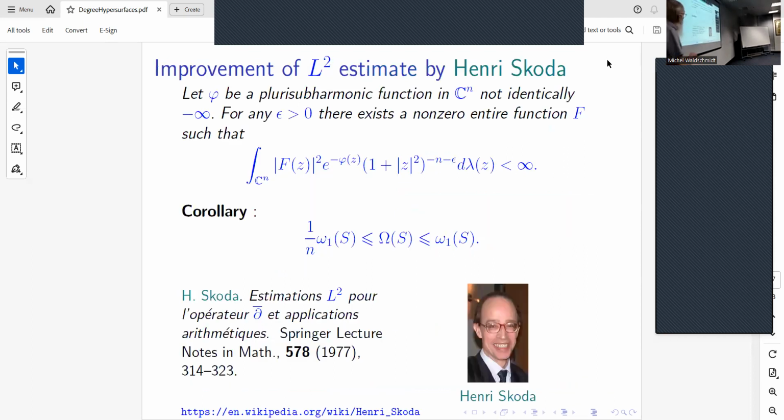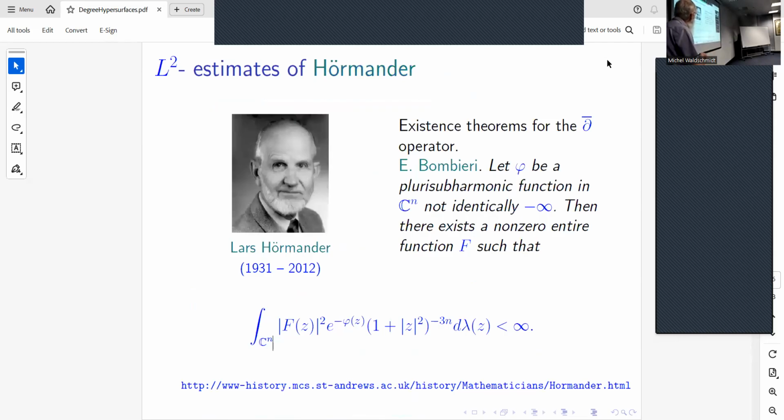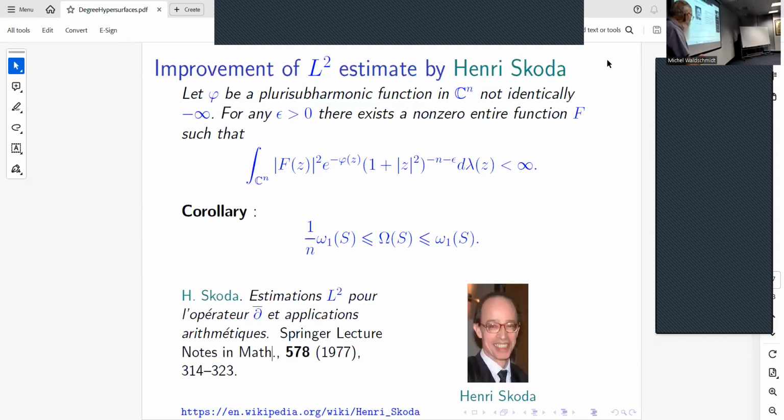The next estimate was improved a little bit by Skoda, and thanks to that, Skoda was able to improve the exponent, and he got 1 over n omega 1 over n. Bombieri had minus 2. And the difference is the exponential. Skoda got minus n minus epsilon, while Bombieri had minus 3n. You see the improvement of it.